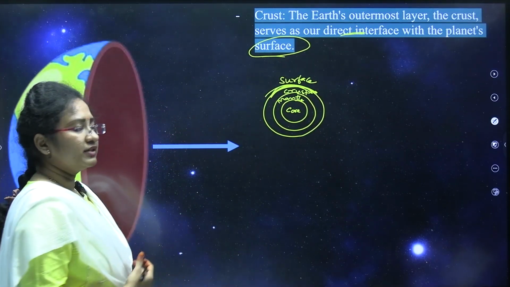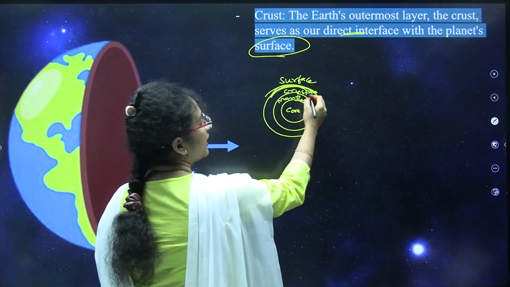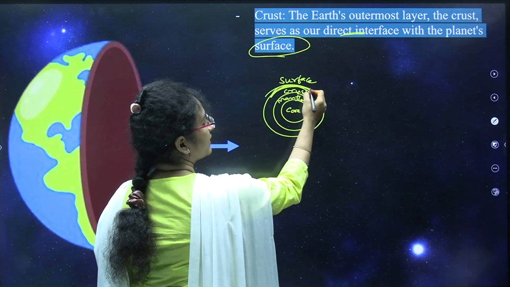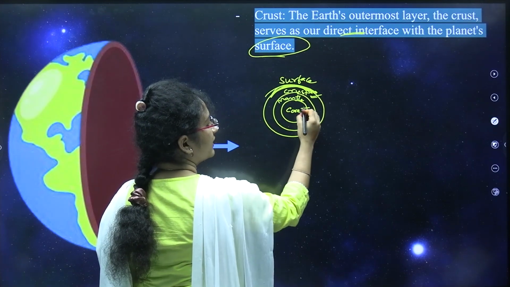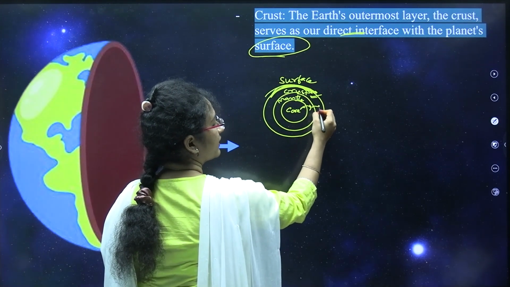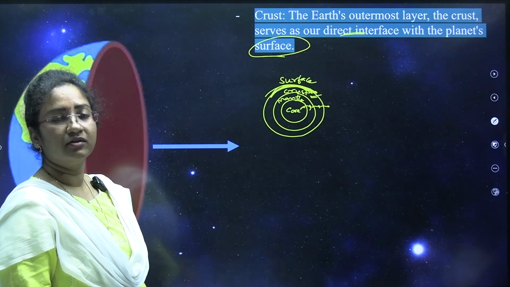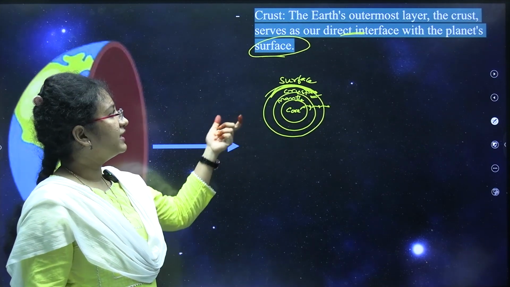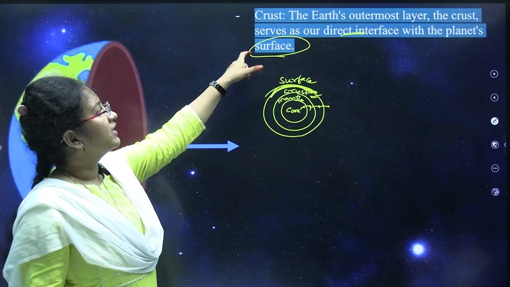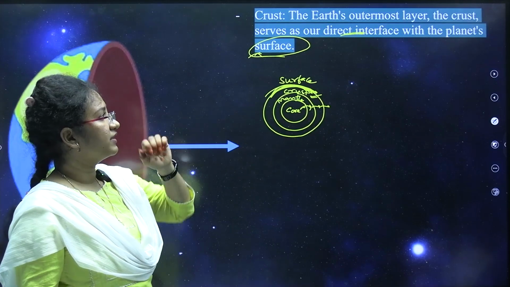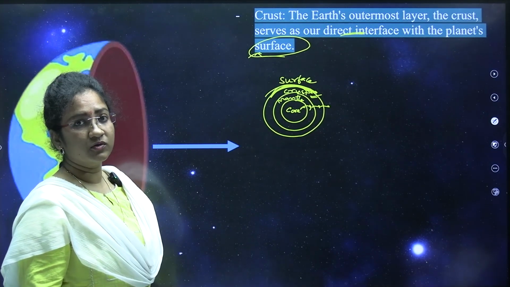So which layer do you think has the most interaction with the surface? Obviously, crust will have the most interaction with the surface. It is directly below the surface. But if you consider the core, it has a lot of other layers: core, then mantle, and then crust. Only then we have the surface. So the most interaction that any layer has with the planet's surface is crust. It has a direct interface with the planet's surface, and crust is the outermost layer of the earth.